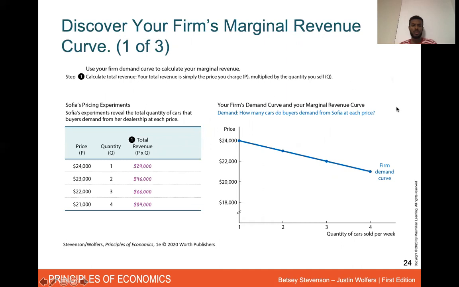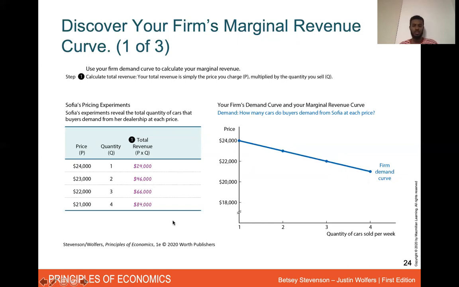So discover your firm's marginal revenue curve. Use your firm's demand curve to calculate your marginal revenue. Step one is to calculate total revenue. Your total revenue is simply the price you charge multiplied by the quantity you sell. So at a price of 24,000, you sell one. Price of 23,000, you sell two, and you'll have a total revenue of 46,000, and so on and so forth. And if you look at the firm demand curve, you'll see that.